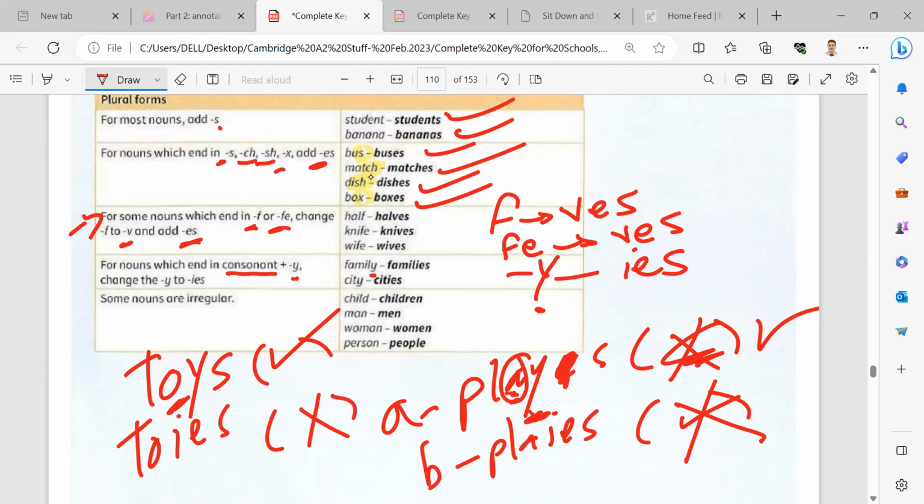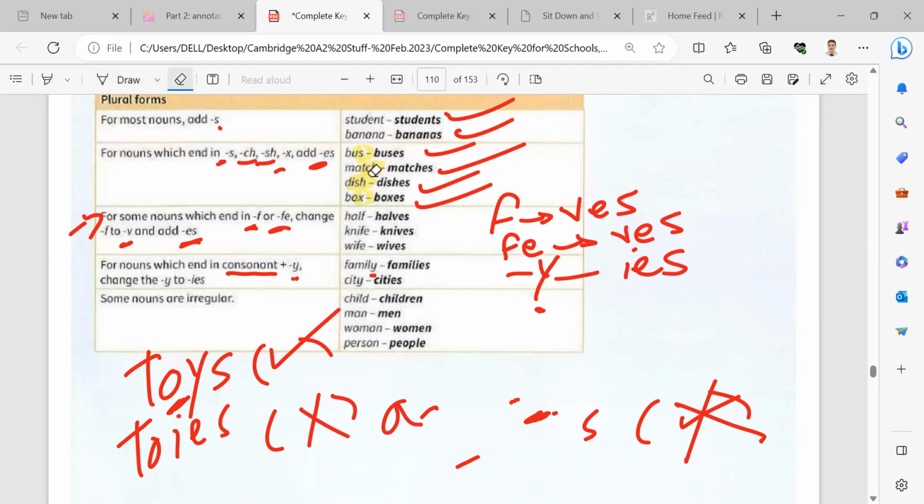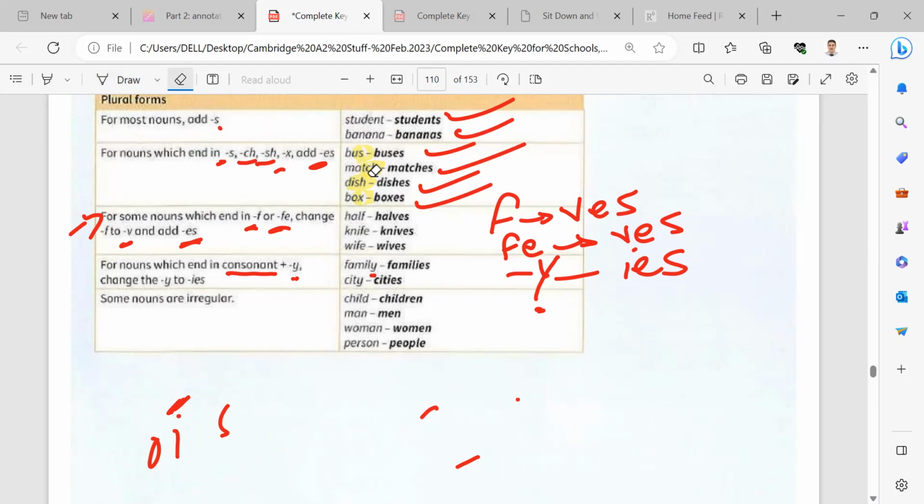Okay, the last part, Nawaf, here, irregular plural nouns. Irregular plural. Like what?